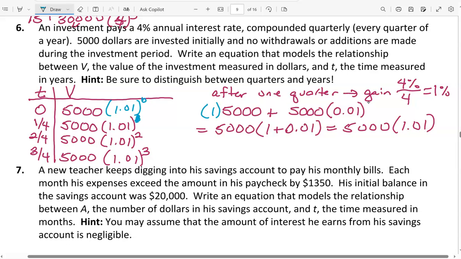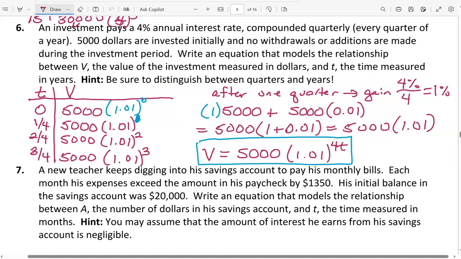So what we'll notice is that the exponents are 4 times as big as the values of t, which means that the equation must be v equals 5,000 times 1.01 raised to the 4 times t power.